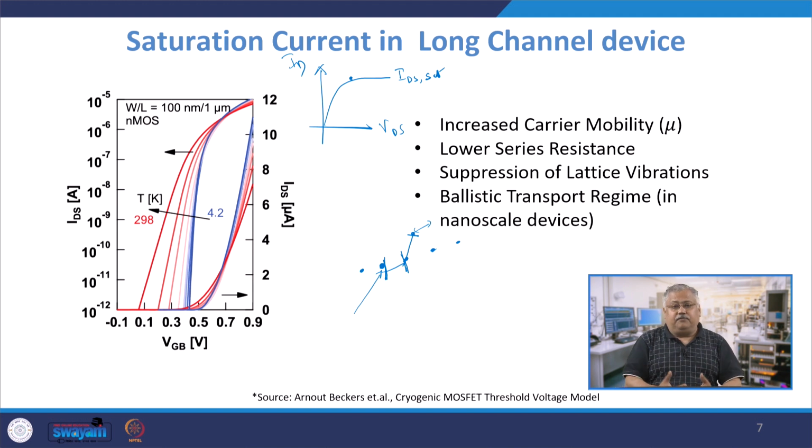So let me again rephrase the four important terms you need to keep in account when you are working with long or even short channel devices. There is an increased carrier mobility, much lower series resistance. There is a huge suppression of lattice vibration, so the scattering reduces, which results in the mobility increase. Similarly, there is a ballistic transport region in nanoscale devices where the dimensions of the devices are very small, which results in a very large increase in the value of mobility. Typically, therefore, the whole thing arises that the current increases, and that is what you see here when you do this.